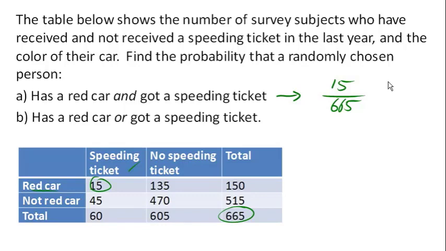Now, these are dependent events, and so we really have to work off the table. It would not be correct to find the probability of having a red car, the probability of speeding, and just multiply them.